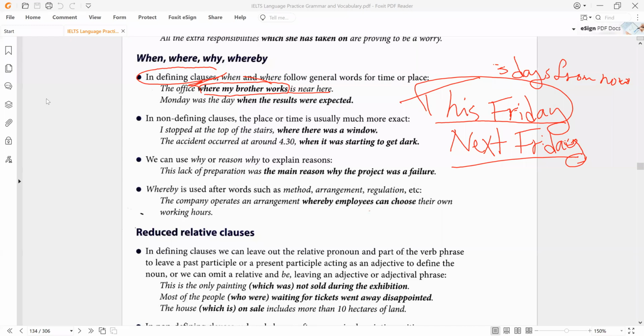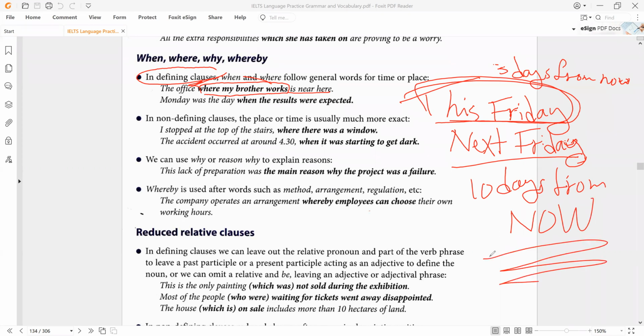So this Friday means 3 days from today. Next Friday means not this Friday, but the Friday after that. So that means 10 days from now. Are you with me?